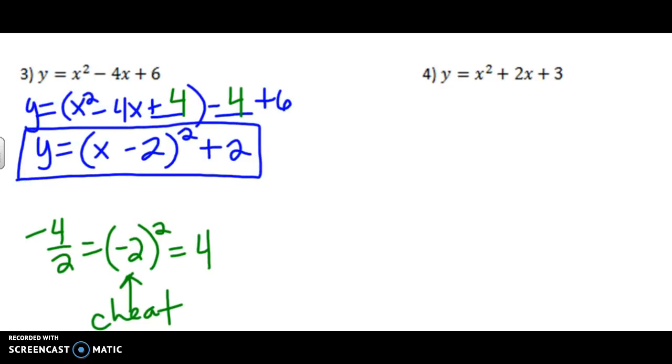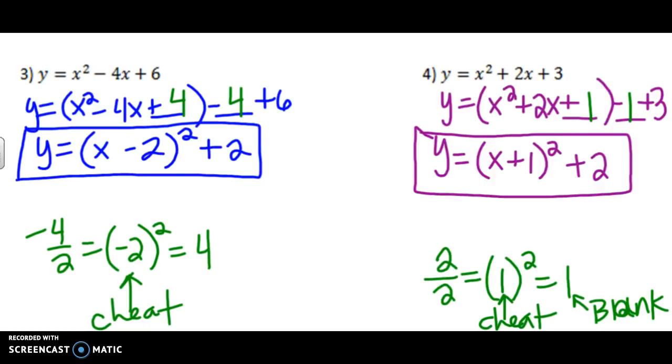Okay, hit pause and then do this next one on your own and come back and check it. Okay, so I worked it all out here for you, so check the work. Cheat number would be 1. Your blank number would also be 1.